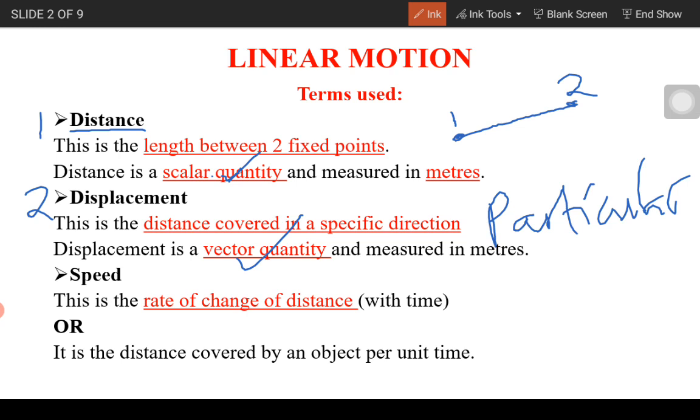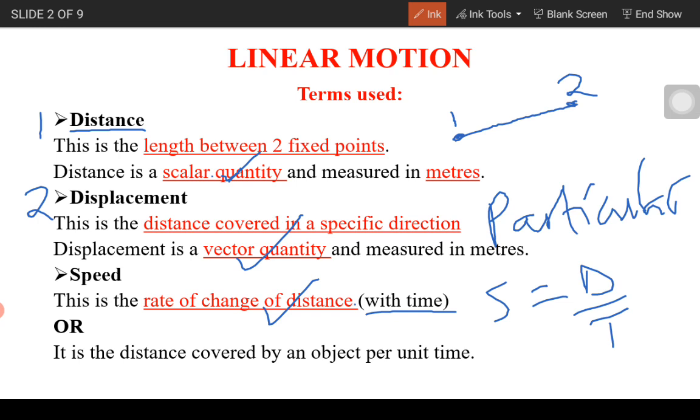Then we move to speed. Speed is the rate of change of distance. You can always attach the word with time, no problem. We know from primary that speed is equal to distance divided by time. That's why we are defining it as the rate of change of distance. It is very important, and mark all those keywords that I tried to highlight.